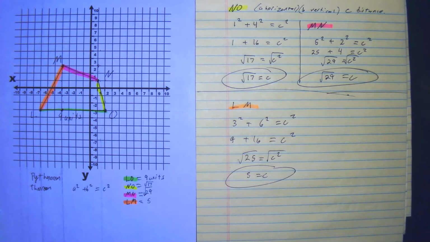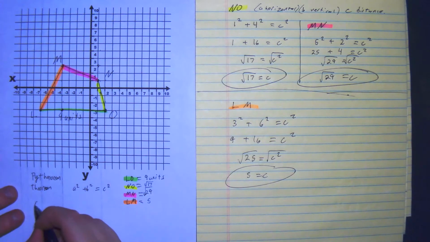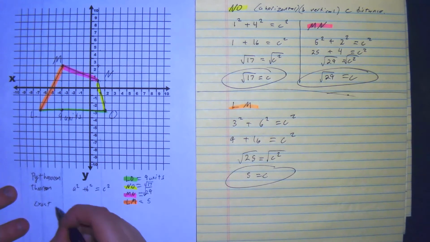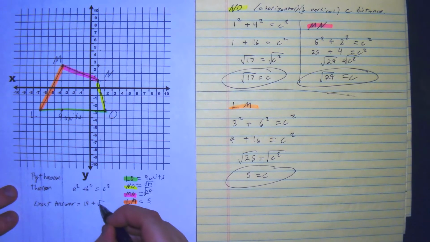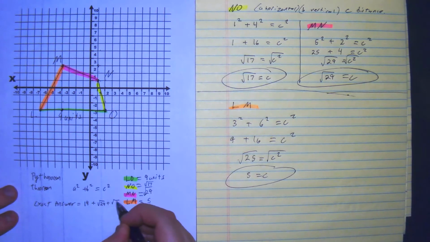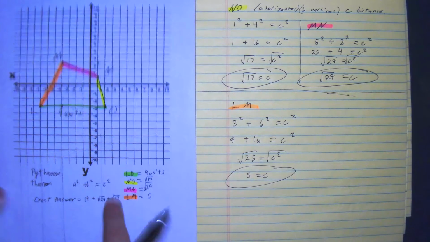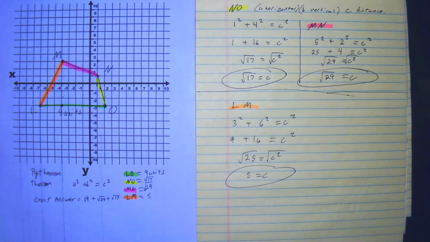Alright, so 29 and 17 are both prime, so we can't simplify them using a factor tree. But let's get an exact answer first. Then we'll get our estimate. It will be 9 plus 5, which is 14. Because we did 9 plus 5. Plus square root 29 plus square root 17. This would be considered an exact answer.